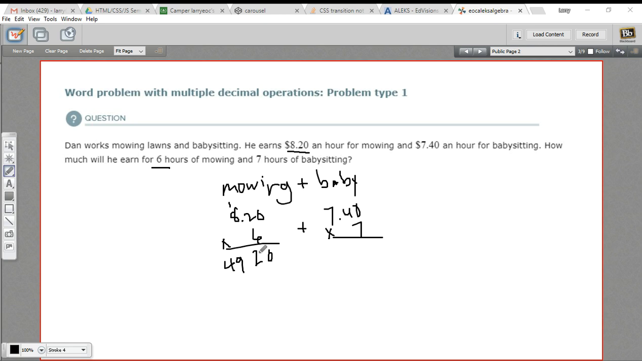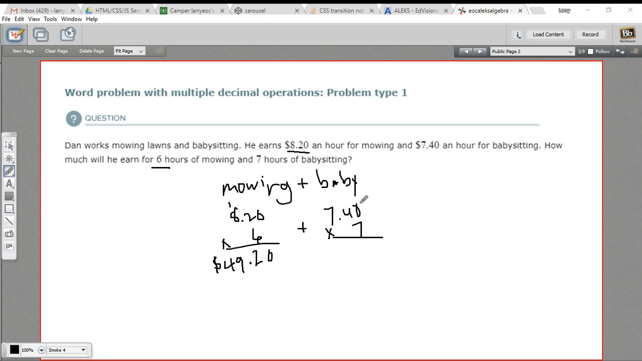And then when you multiply decimals, you just count the number of digits to the right of the decimal point in the top and make sure it's the same in the bottom. We've got 2 here. We're dealing with money, so that's not surprising. That's how we do it. So 49.20 is the amount of money that Dan makes mowing.